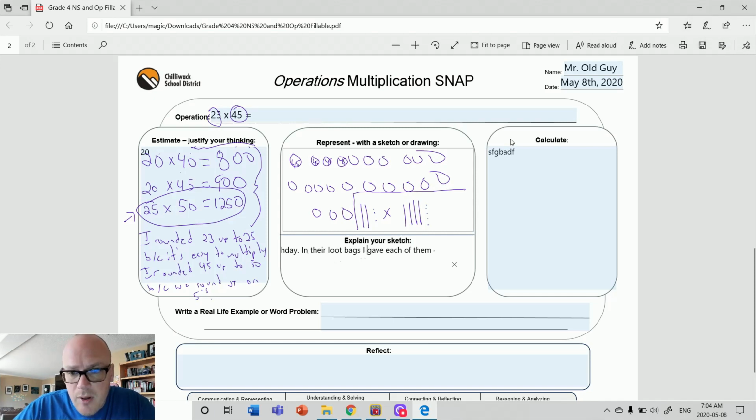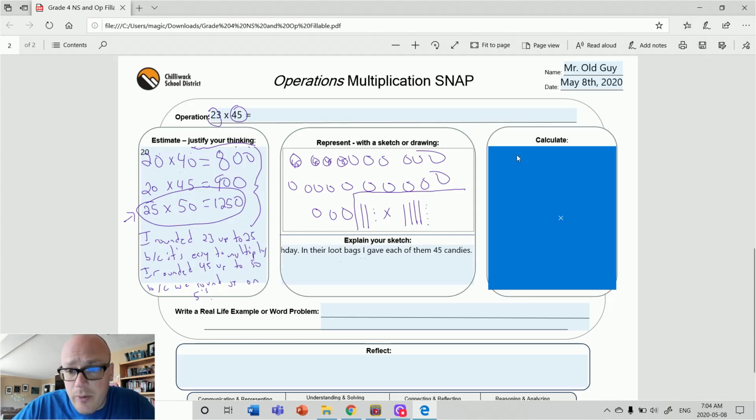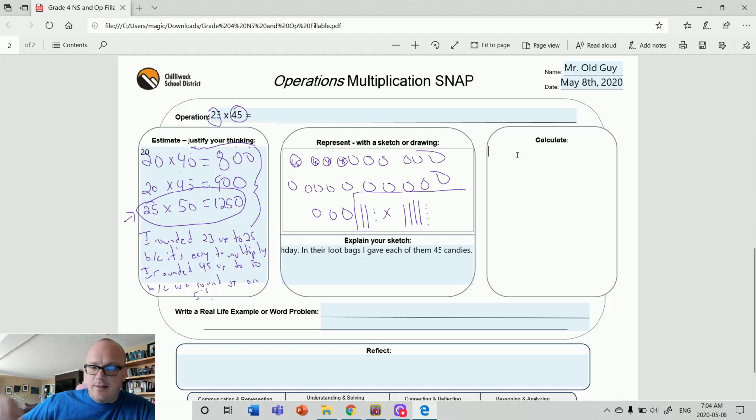Alright, so let's go to the next. It says calculate. Actually, let's quickly finish. I'm all over the place. I'm just a little flustered because my program's not working the way it should.